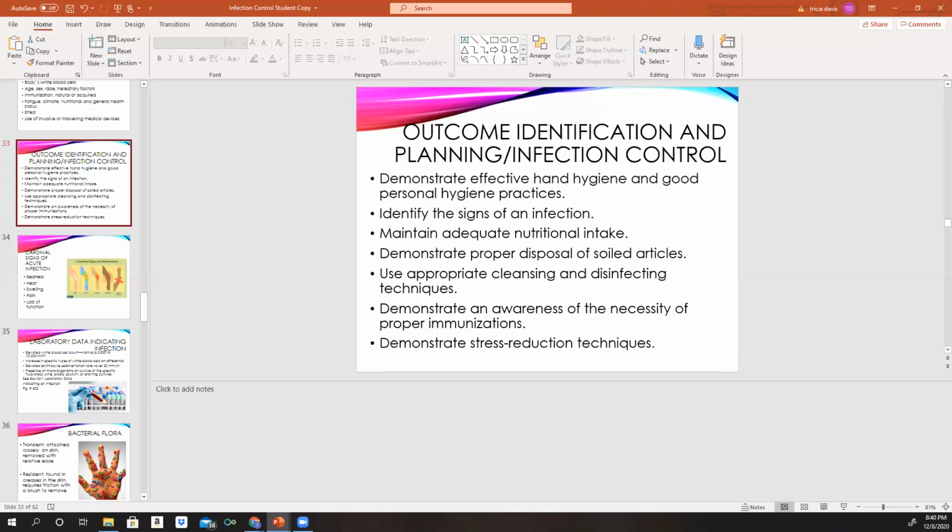And then demonstrate an awareness of the necessity of proper immunization. So are you getting your flu shot each year? Are you over 65 years old? You need your shingles vaccine so you don't get shingles, and you need your pneumonia vaccine so you don't get pneumonia. And then lastly, demonstrate stress reduction techniques. If your patient has a high stress job, talk to them and find out ways that they can incorporate stress-free activities into their life, even if it's just a couple minutes a day to help keep their body from being stressed.